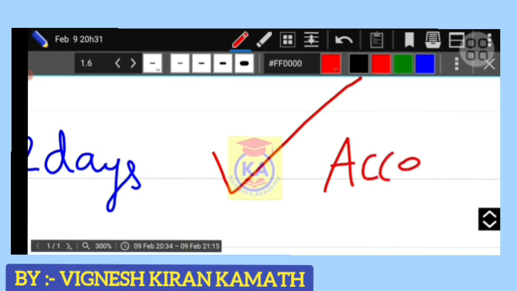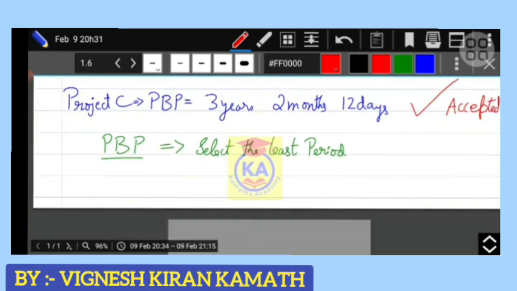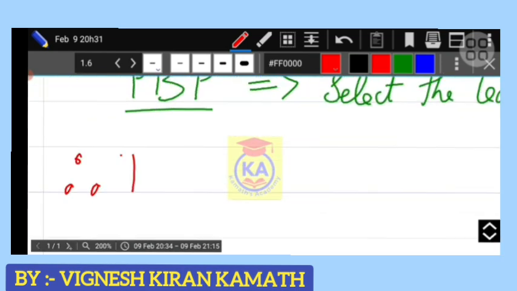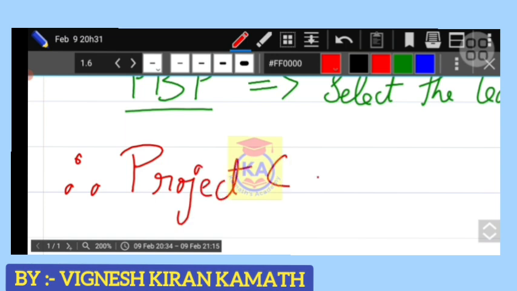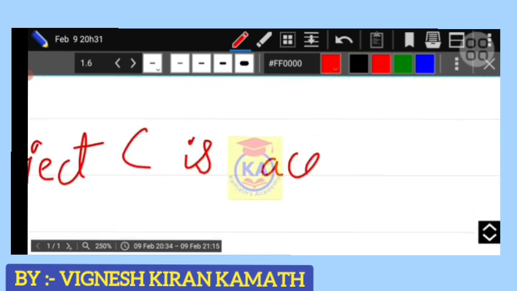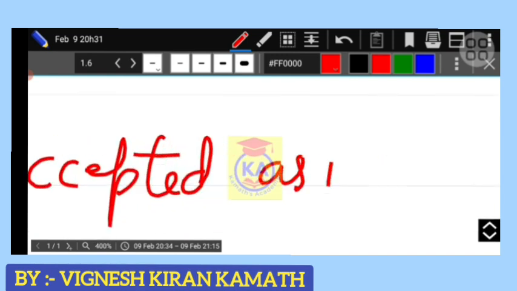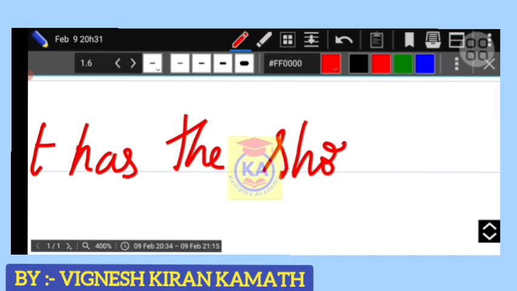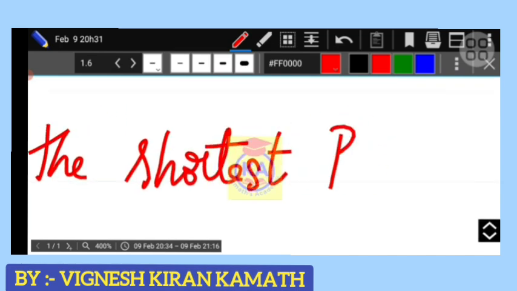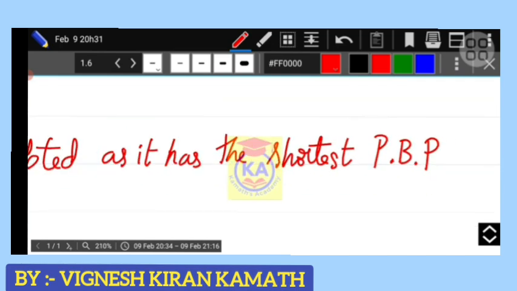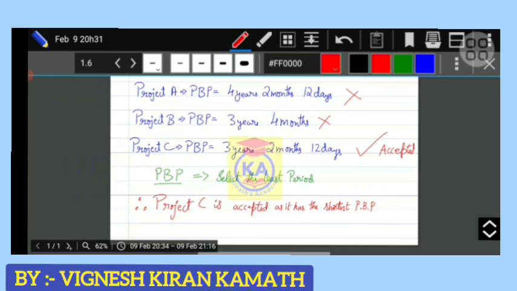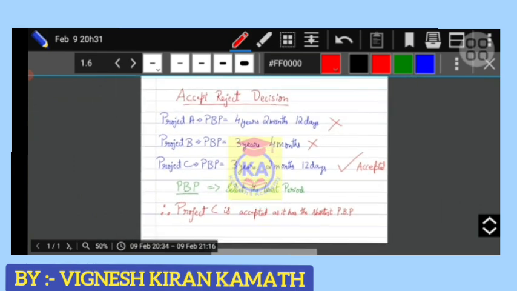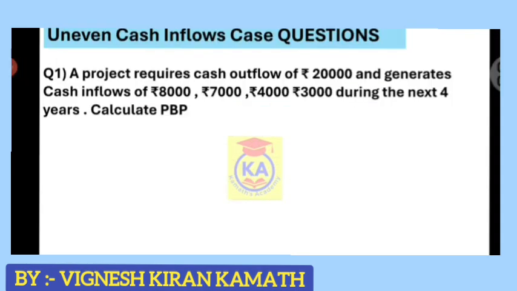Okay, accepted. We'll write the conclusion. Project C is accepted as it has the shortest payback period. Okay, hence Project C will be selected. Okay, so this was about the accept reject decision. So this was all about uneven cash inflow case questions.